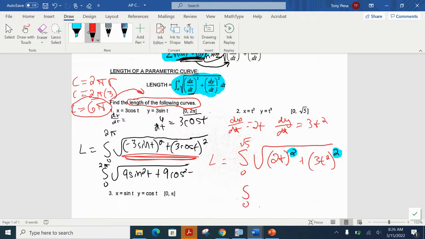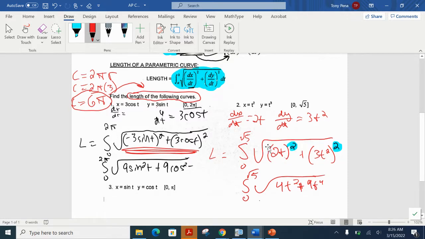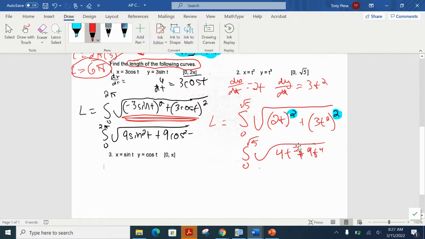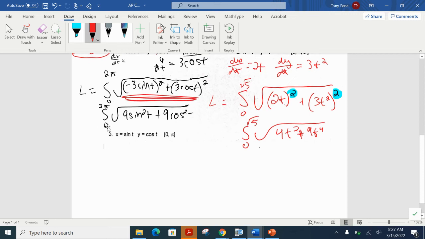You could just plug that into the calculator. I may ask you to simplify it. This would be 4t squared plus 9t to the 4th. That could be your answer. We'll stop there. I would have you go through that by hand. All right, number 3, I'll leave you that one.